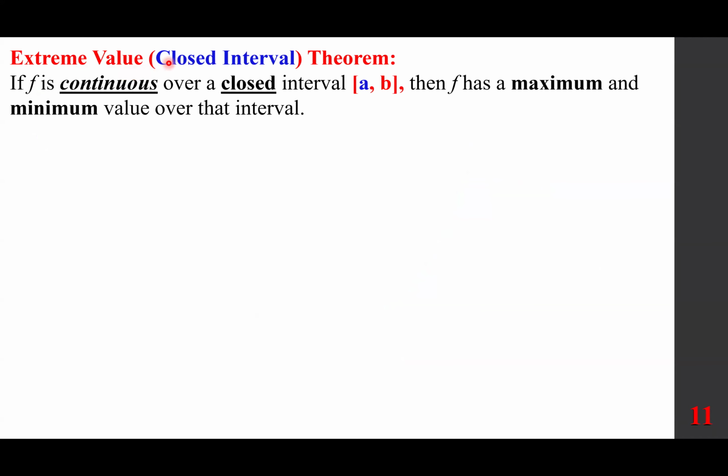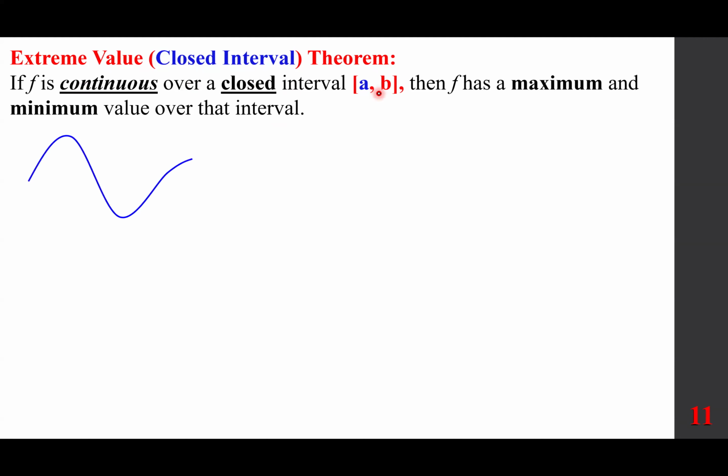Extreme value theorem, also known as the closed interval theorem. If f is continuous over a closed interval a to b, then f has a maximum and minimum value over that interval. So the two restrictions are continuity and closedness. It has to be a continuous function, and we have to have it closed.